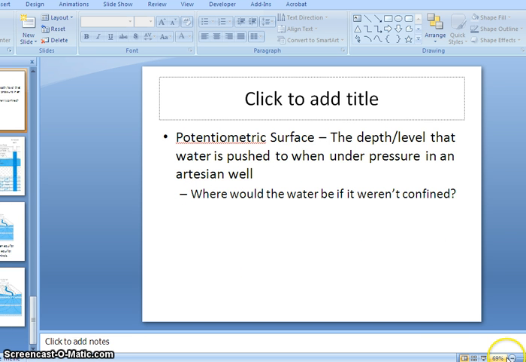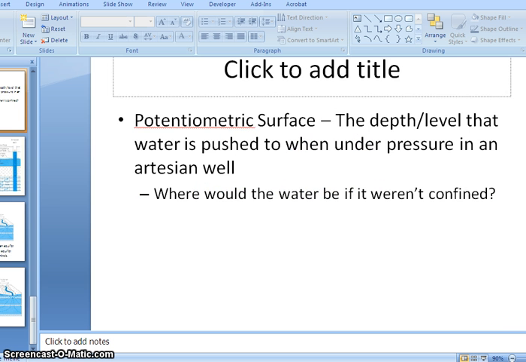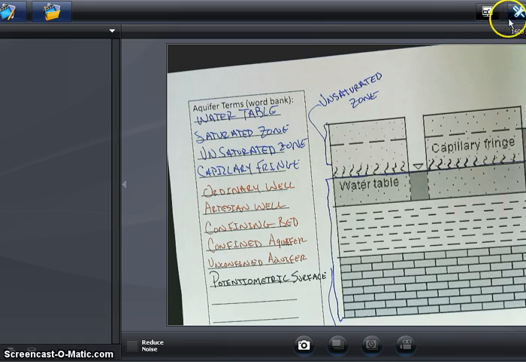And I forgot, the last term we're going to look at here is what we call the potentiometric surface. This is the surface to which the water level will rise in an artesian well when drilled. Like I said, this is the depth or level that the water is pushed to when it's under pressure. This one makes more sense if I show you an actual diagram of what this looks like. So I'm going to go back here.